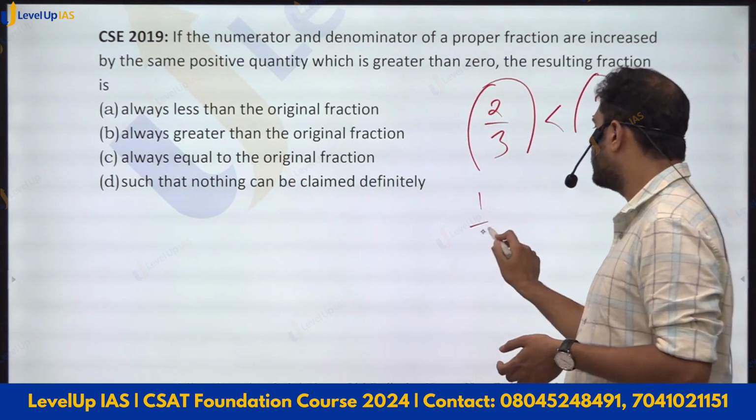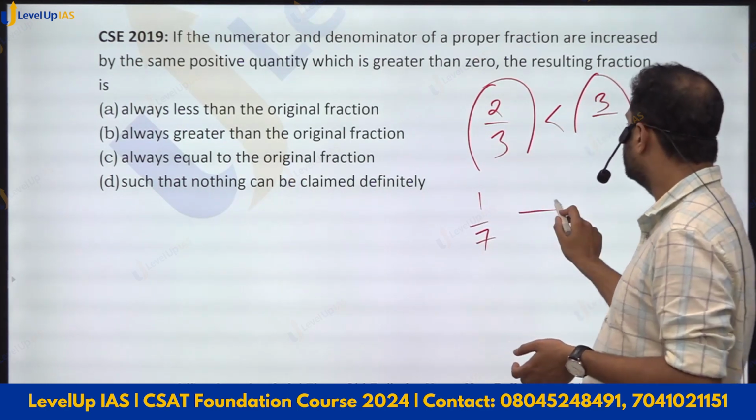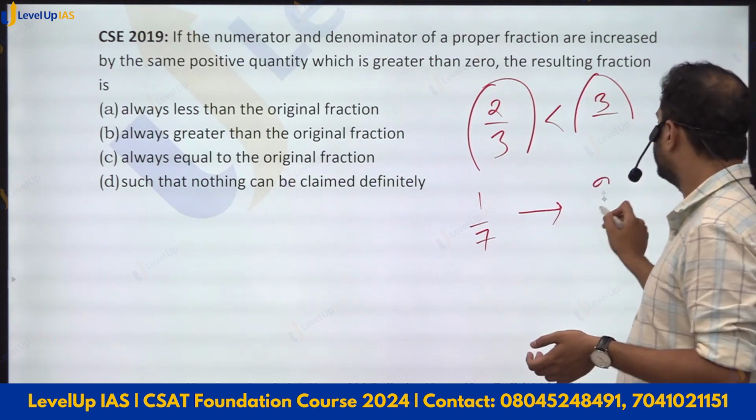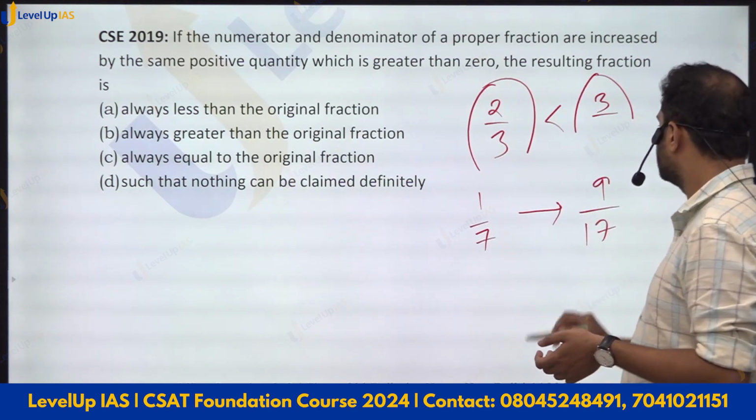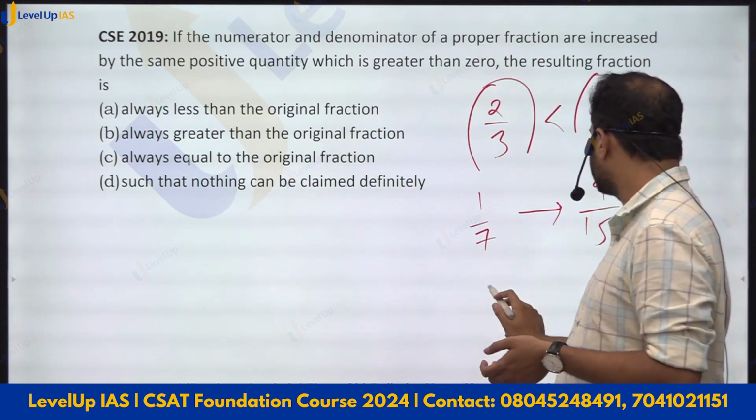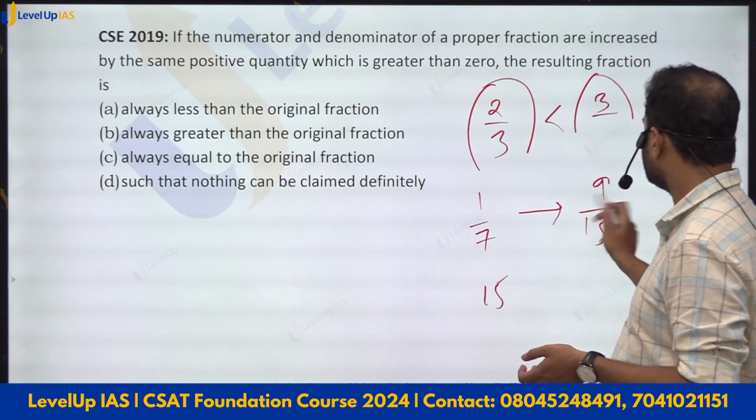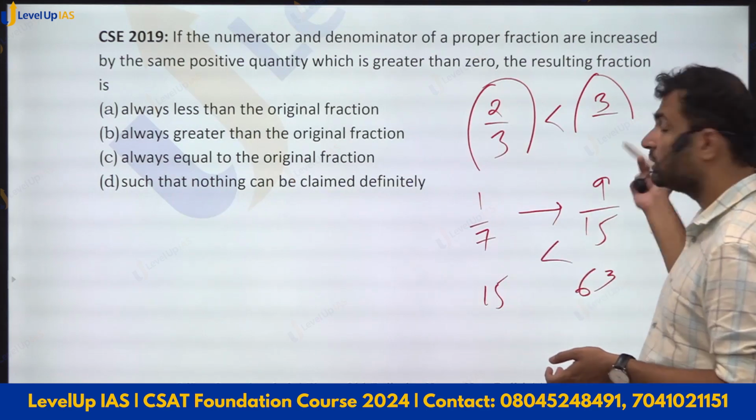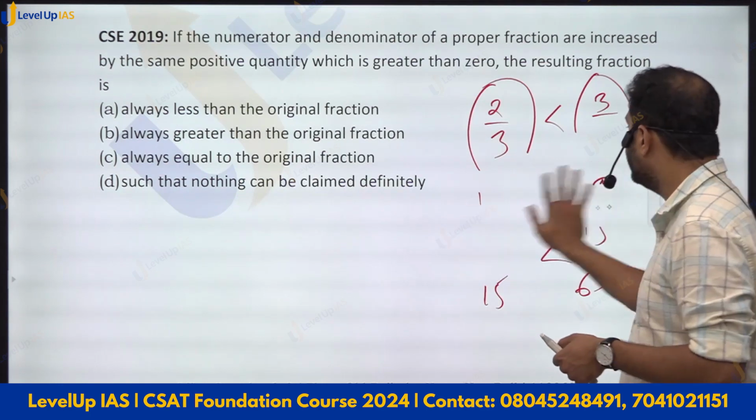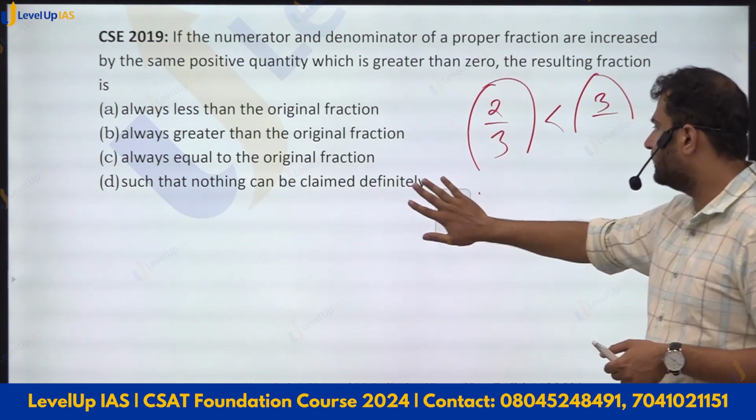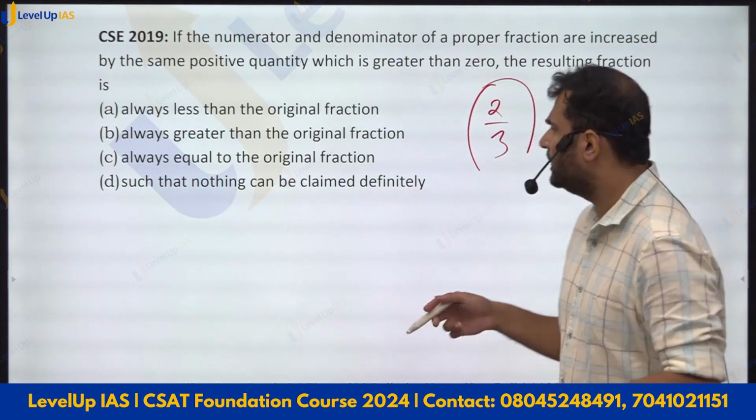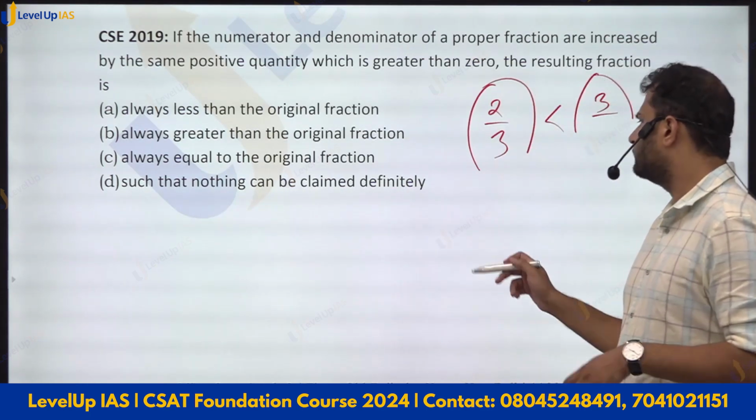For example, 1 by 7, and add some quantity, let us say 8 to it, giving 9 by 15. We are adding 8. Now let us decide: this is 15, this is 63, again this is coming out as greater than. Okay, clearly there is a high possibility that the new quantity is greater than the old quantity. Fine. Now let us take one last example and then we can be sure.